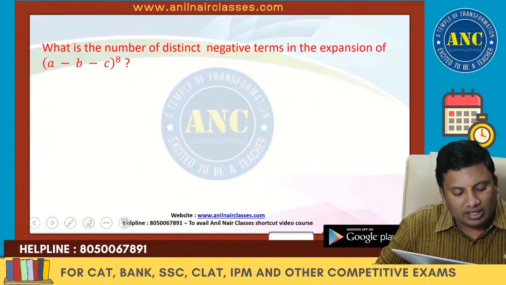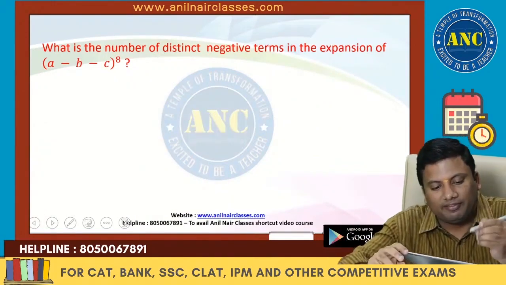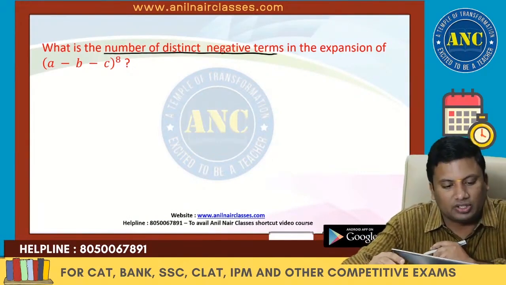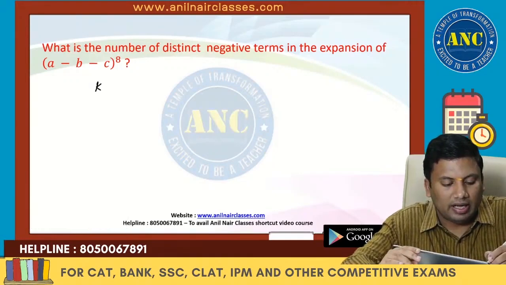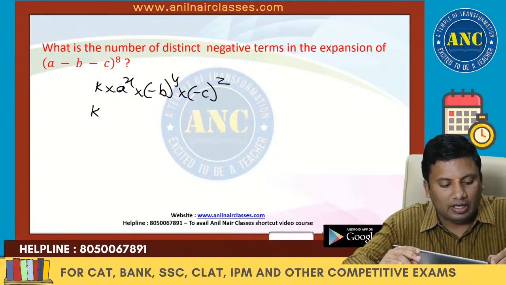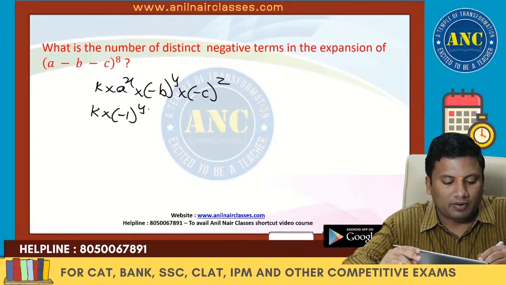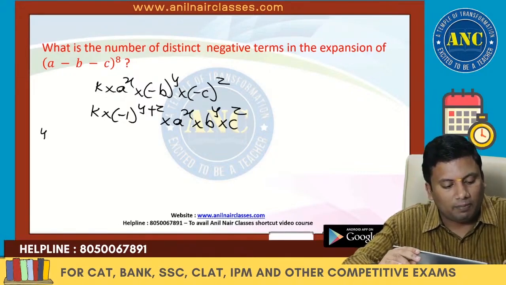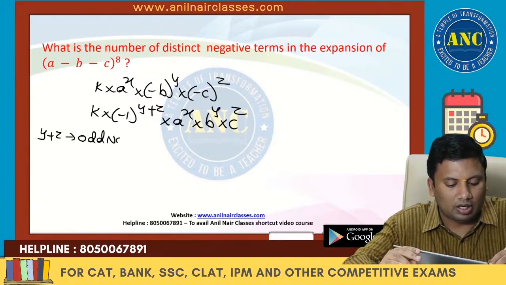Now, with this understanding, let us solve one more question. Find the number of distinct negative terms in the expansion. So these terms are k into a power x into minus b power y into minus c power z, which is k into minus 1 power y plus z into a power x into b power y into c power z. Y plus z should be an odd number.